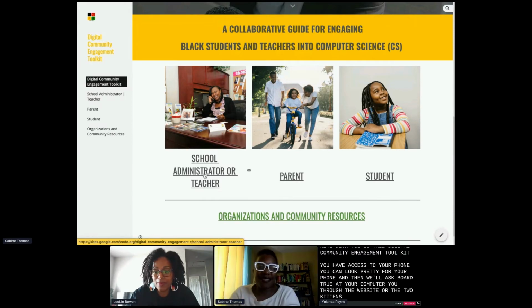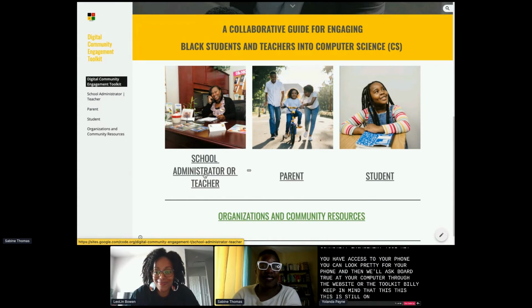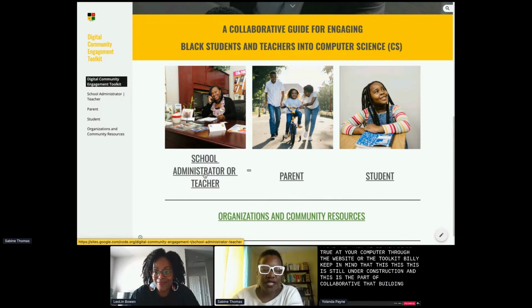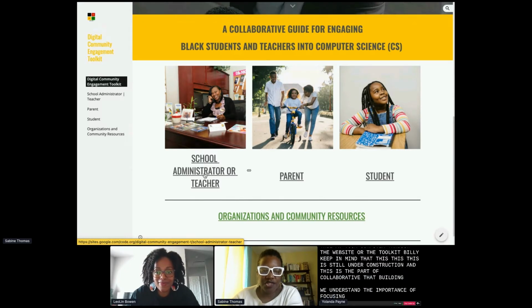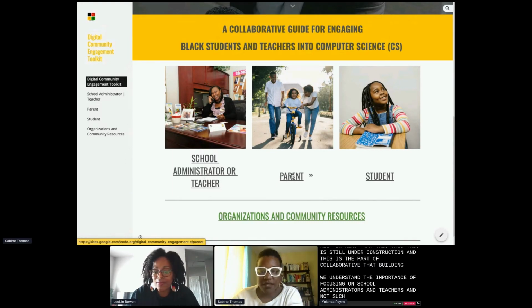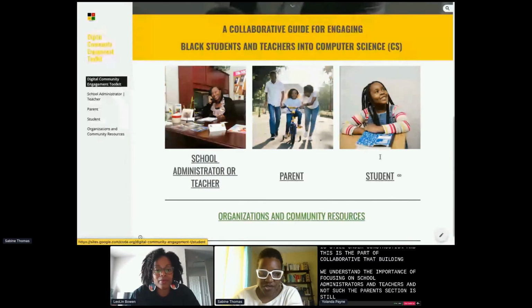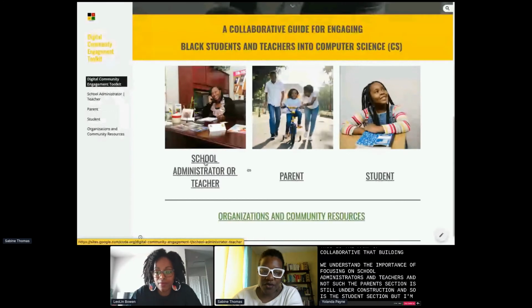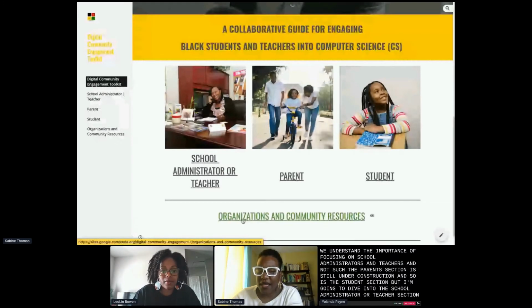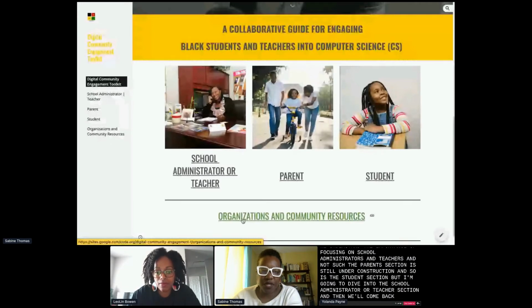Keep in mind that this is still under construction. This is the collaboration part of building a digital toolkit, where we'd like to have your feedback. We understand the importance of focusing on school administrators and teachers, and as such, the parent section is still under construction, and so is the student section. But I'm going to dive into the school administrator or teacher section, and then we'll come back and really end with organization and community resources.